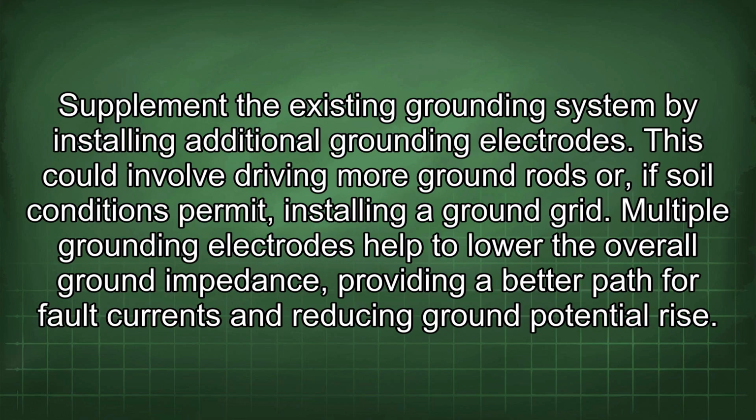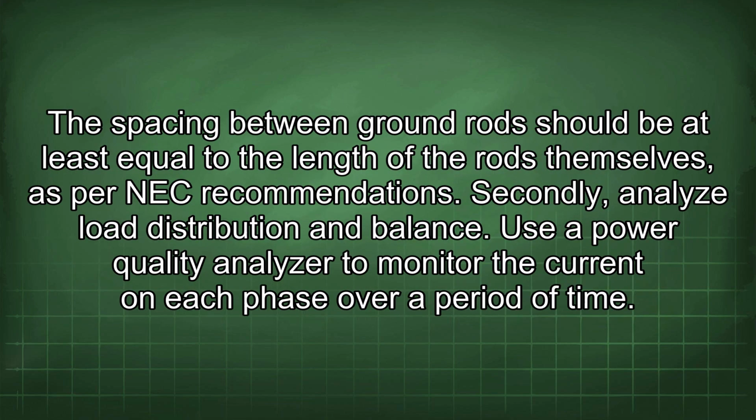Supplement the existing grounding system by installing additional grounding electrodes. This could involve driving more ground rods or, if soil conditions permit, installing a ground grid. Multiple grounding electrodes help to lower the overall ground impedance, providing a better path for fault currents and reducing ground potential rise. The spacing between ground rods should be at least equal to the length of the rods themselves, as per NEC recommendations. Secondly, analyze load distribution and balance.